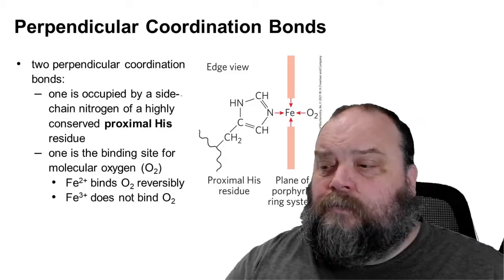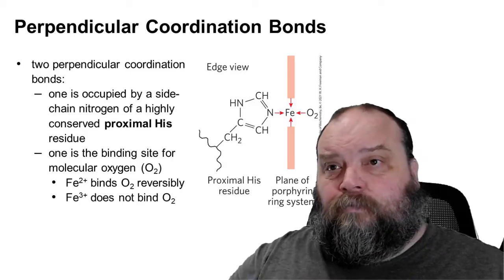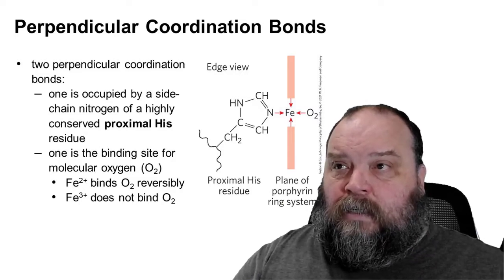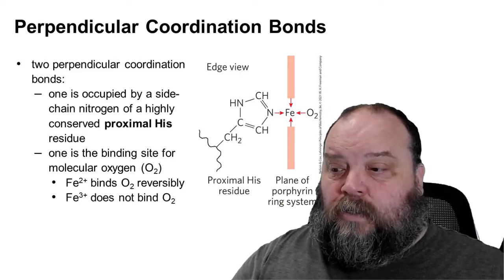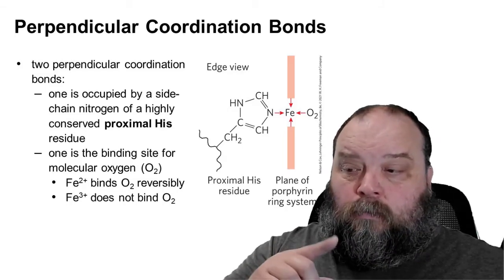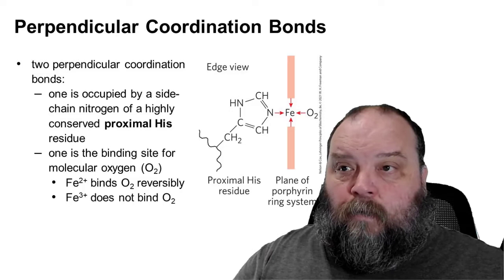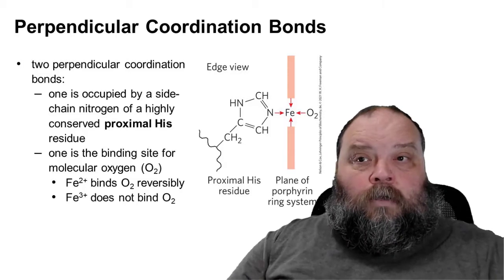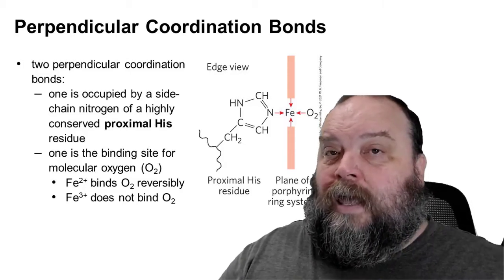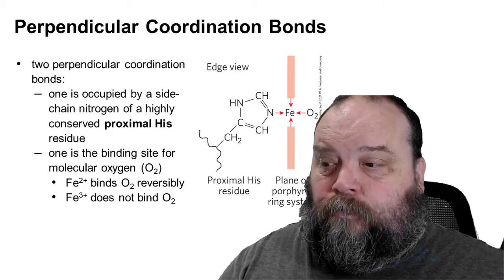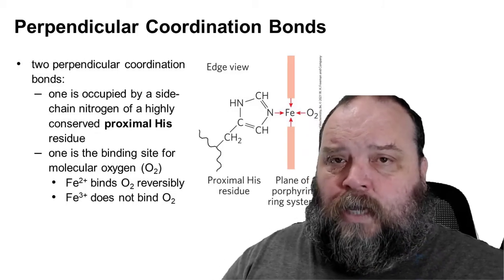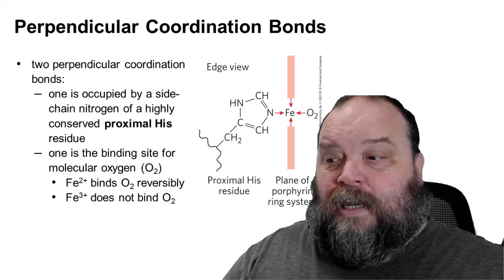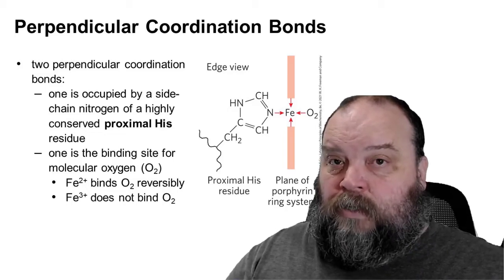Now, it can't just be any iron, because it turns out that the state of iron, Fe2 versus Fe3, also will impact how that iron interacts with oxygen. Fe2 binds oxygen reversibly. Reversibly means it interacts, but then it can release if something else has a greater pull on the oxygen. Fe3, oxidized from Fe2, has no interaction with oxygen. Okay, so we need to keep iron in an Fe2 conformation.